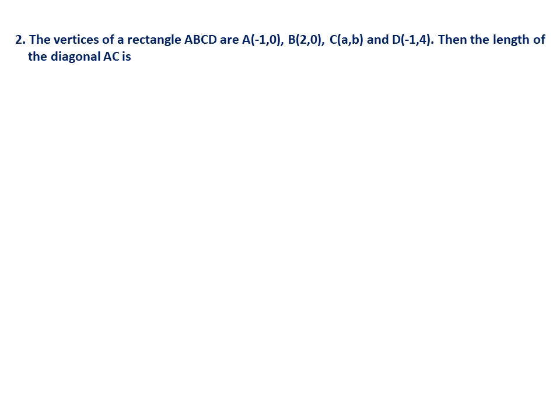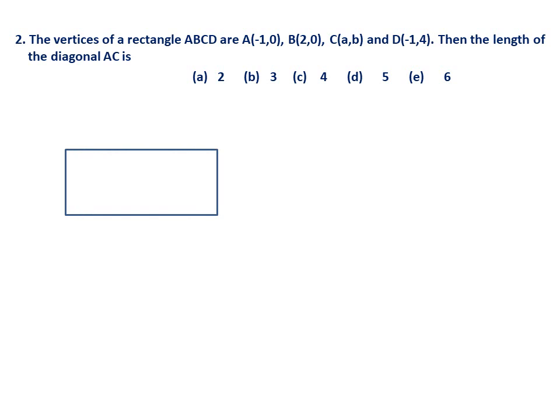Second question. The vertices of rectangle ABCD are A(-1, 0), B(2, 0), C, and D(-1, 4). Then the length of the diagonal AC is, in any such question, of course, the answer options are 2, 3, 4, 5, 6. So let us first draw the diagram. So a rectangle ABCD is given. So let us first denote them. A is (-1, 0), then B is (2, 0).